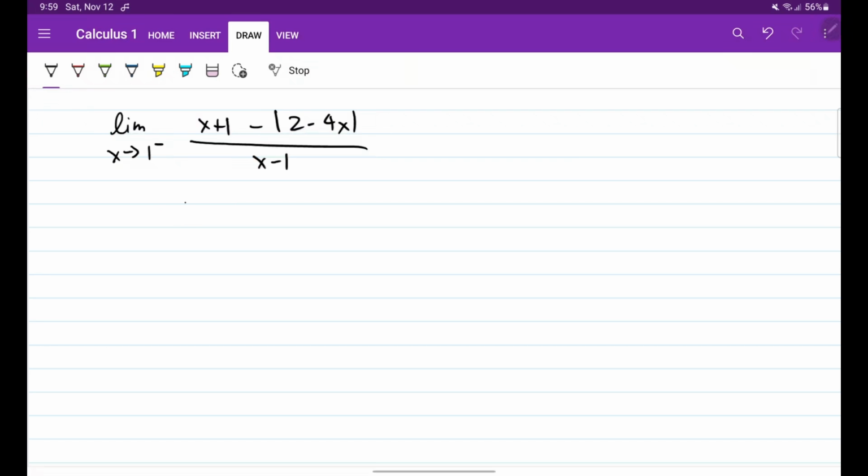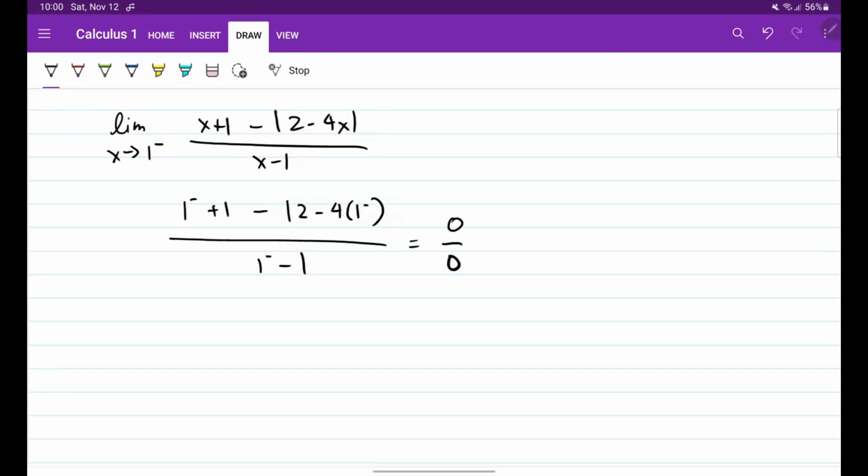So this is 1 plus 1 minus |2 minus 4(1)| all over 1 minus 1. Okay? And if we evaluate this, this will become 1 plus 1 minus 2 all over 1 minus 1. So this is equal to 0 over 0. And again, this is an indeterminate form. Okay? So, paano natin ito i-solve?